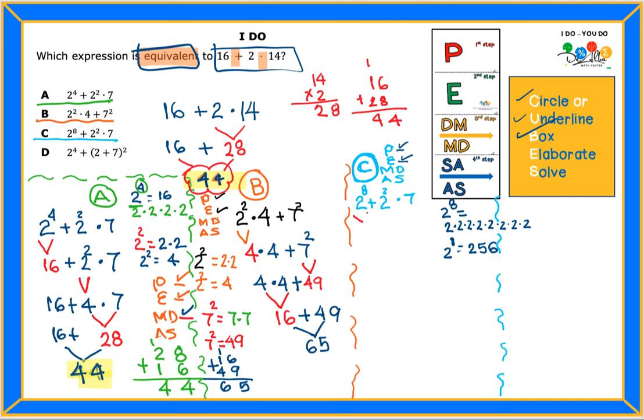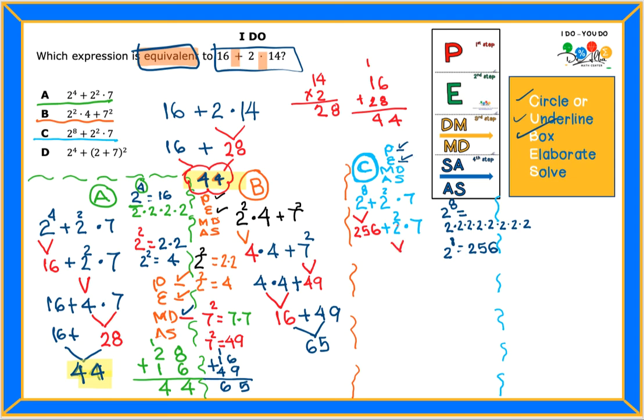Instead of 2 to the power of 8, I'm going to write 256. And everything else, guys, we bring it down. Bring down the plus, the 2 to the power of 2, the multiplication dot, and the 7. And do I still have more exponents? Yes. So we have to focus not on this one. This is an easy one.